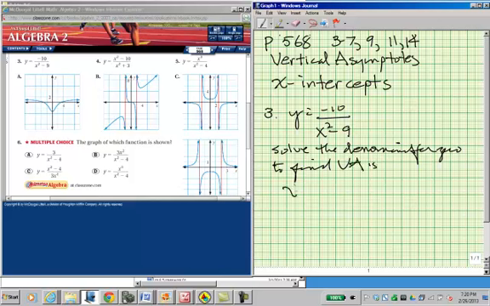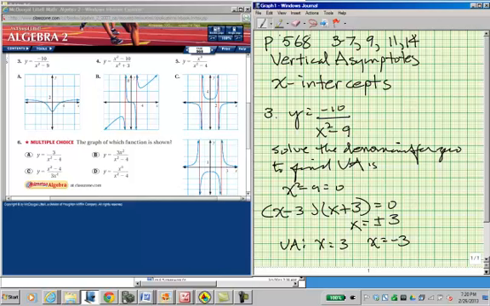So we take x squared minus 9 equals 0. Now x squared minus 9 is the difference of two squares that factors to x minus 3, x plus 3 equals 0. And we get x equals plus minus 3. So we have two vertical asymptotes at plus 3 and at minus 3. So vertical asymptotes, x equals 3 and x equals negative 3.